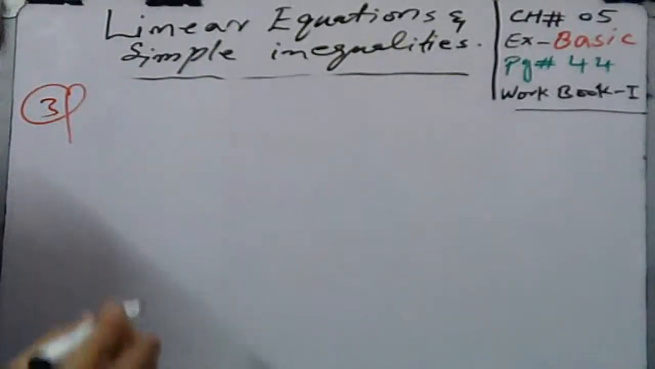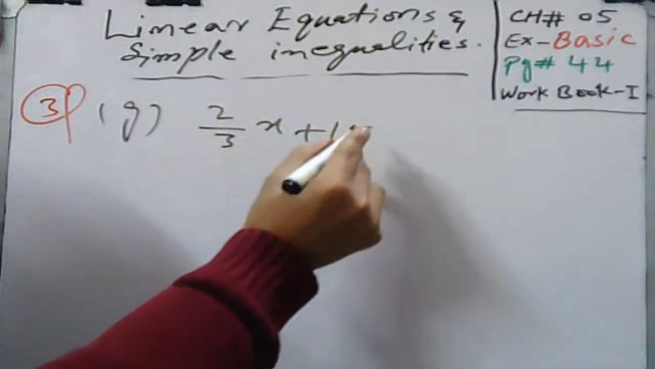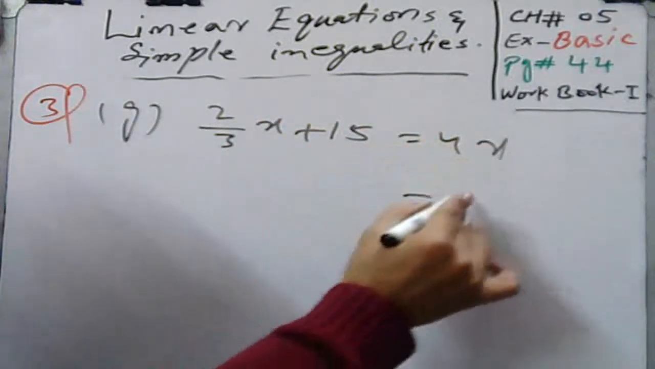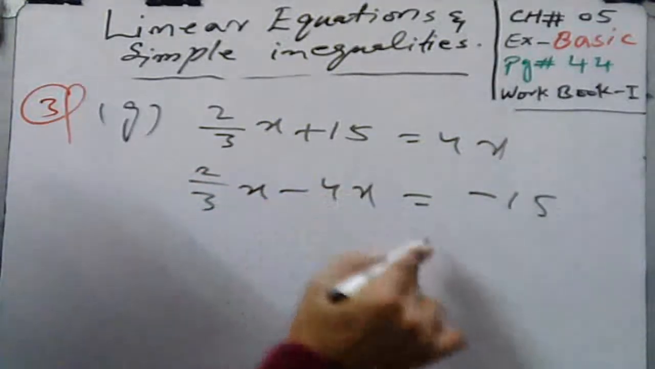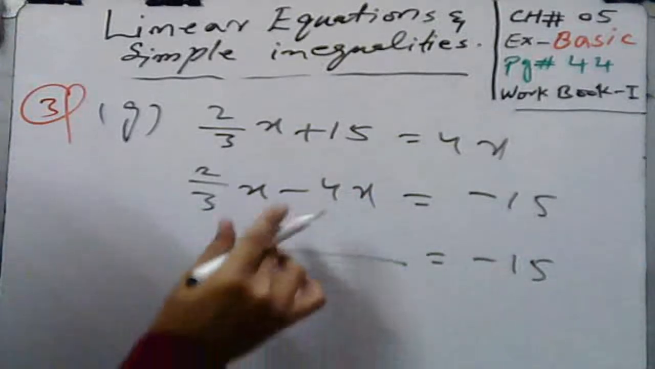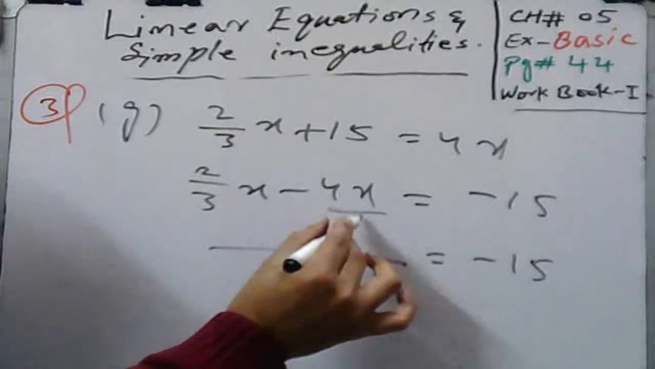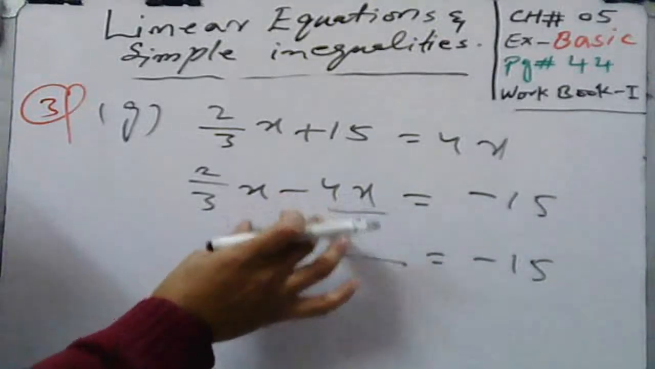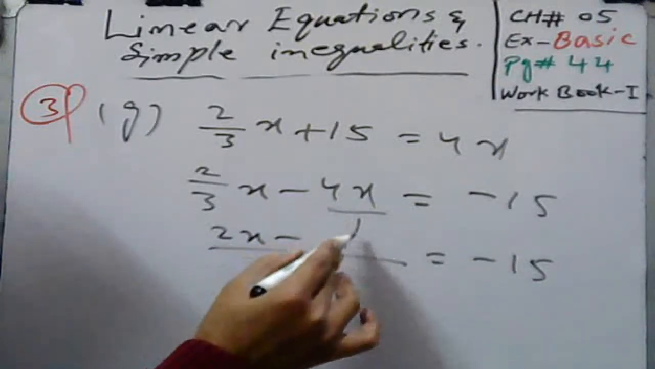Now in part G, 2 by 3x plus 15 is equal to 4x. So shift the constant value to one side. Whenever you have a plus or minus in between two terms and they are in fraction form, you take the LCM. Here 3 is your LCM, and 3 fours are 12x.